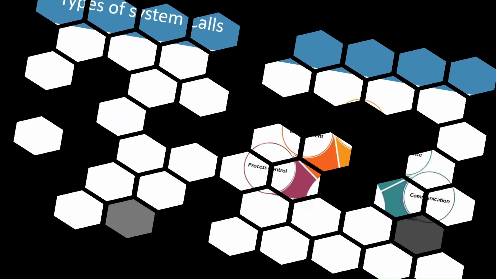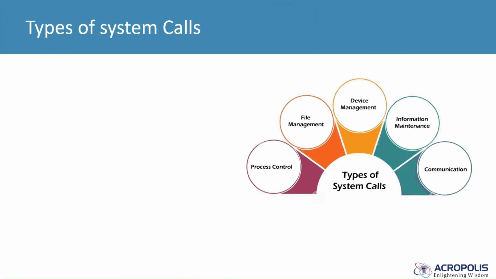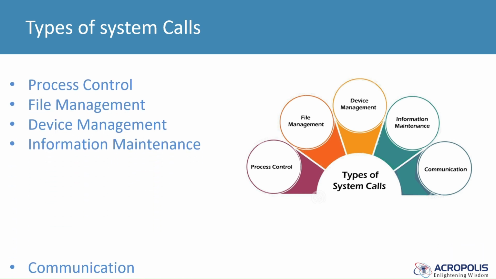Now we can go to the next topic, types of system calls. There are a total of 5 types of system calls: first, process control; second, file management; third, device management; fourth, information maintenance; fifth, communication.